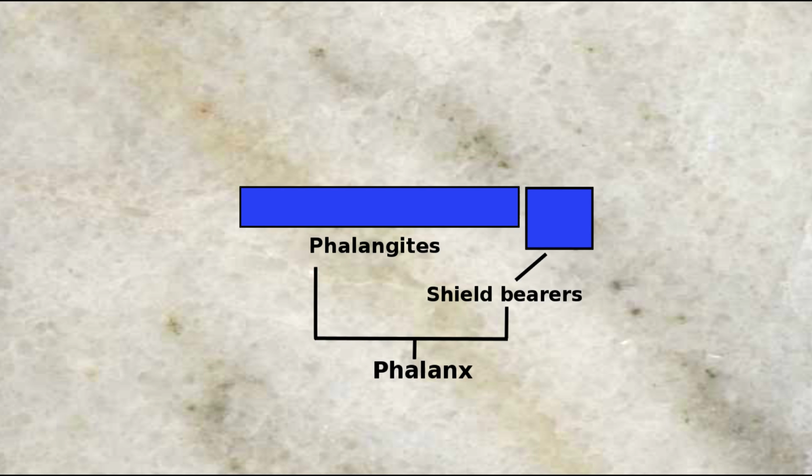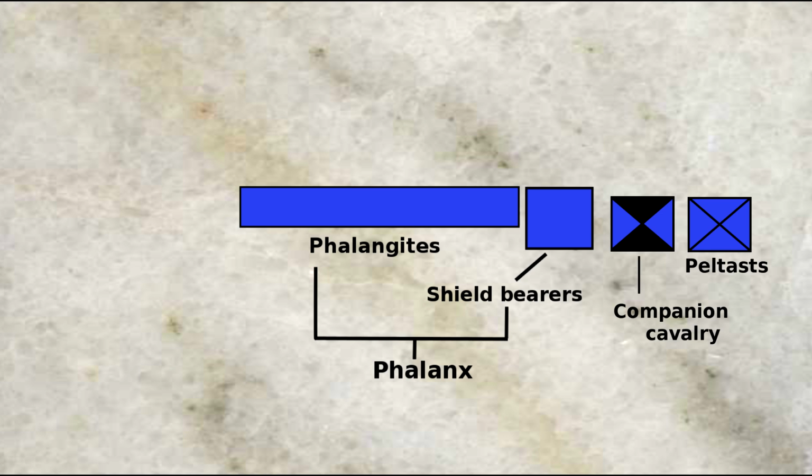So let us first combine all the troops I've described in earlier videos. First the center, or you can also call it the phalanx, which consisted of the phalangites and, on their right, the shield bearers. Continuing with the right wing, we have the companion cavalry led by the king, and on their right side the peltasts, specifically the Agrian peltasts.